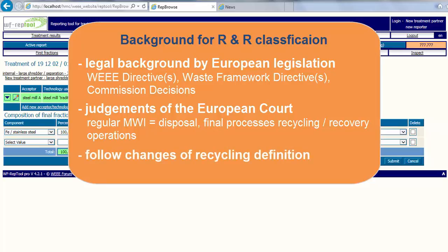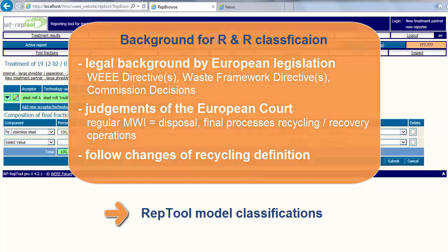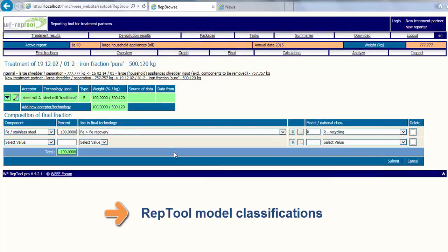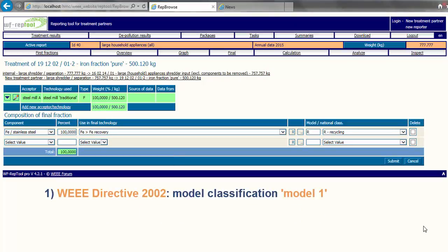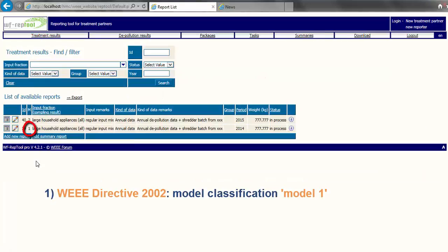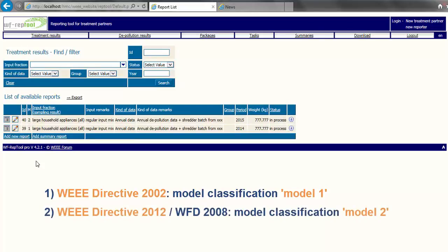And we followed the changes of the recycling definition. With this, we did come to the RepTool model classifications, as we call them. This model classification is the main basis for the harmonized way of calculating recycling and recovery results. We provide a model classification for the work under the WEEE Directive 2002, see Model 1, also shown in the list of available reports, and we provide a model classification for the work under the WEEE Directive 2012, referring to the Waste Framework Directive 2008.